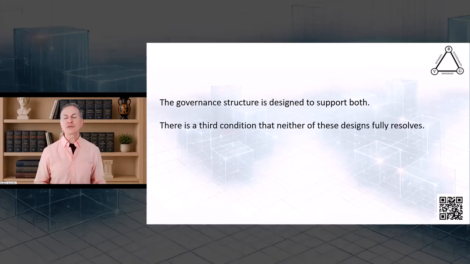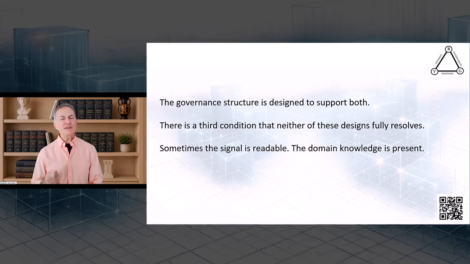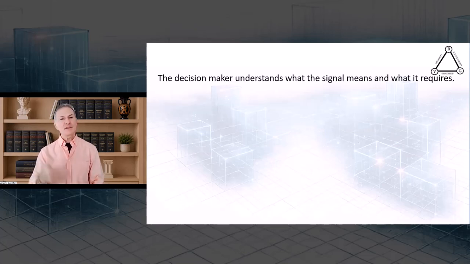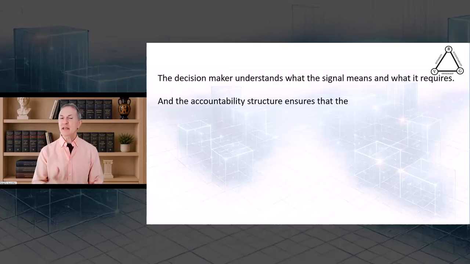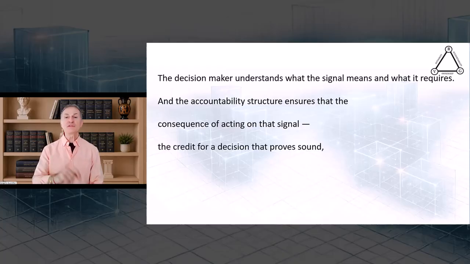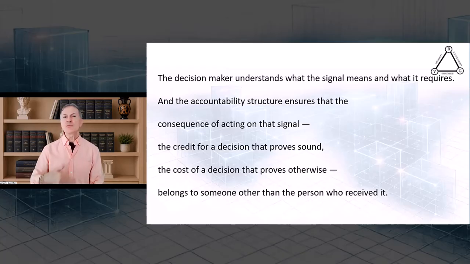There is a third condition that neither of these designs fully resolves. Sometimes the signal is readable. The domain knowledge is present. The decision maker understands what the signal means and what it requires. And the accountability structure ensures that the consequence of acting on that signal, the credit for a decision that proves sound, the cost of a decision that proves otherwise, belongs to someone other than the person who received it.